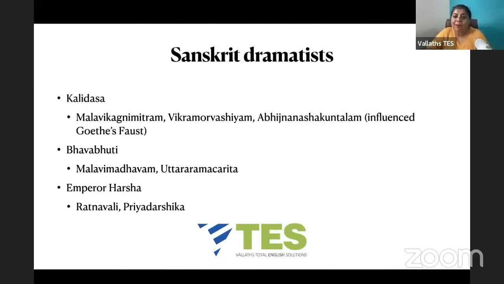Did you know, guys? Abhijnana Shakuntalam influenced Goethe's Faust. Seriously. And Abhijnana Shakuntalam was translated by William Jones.